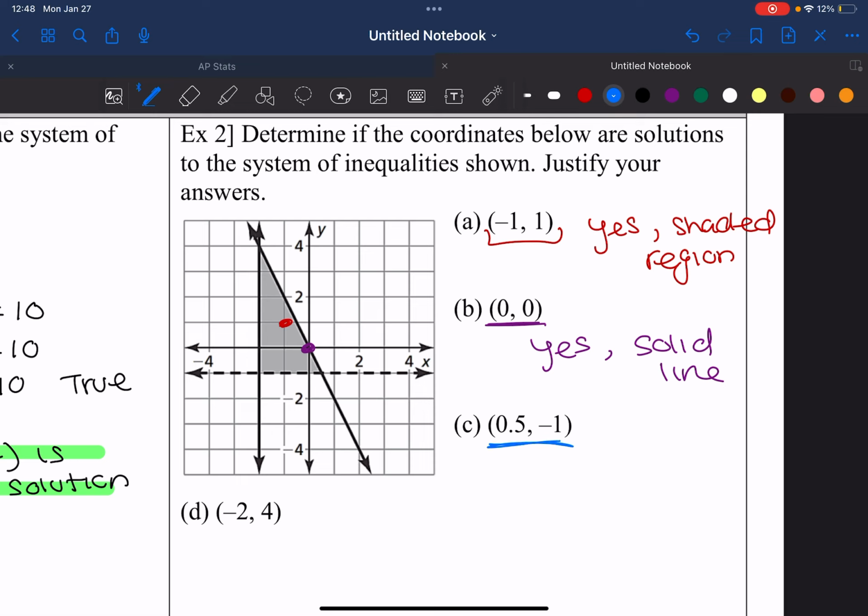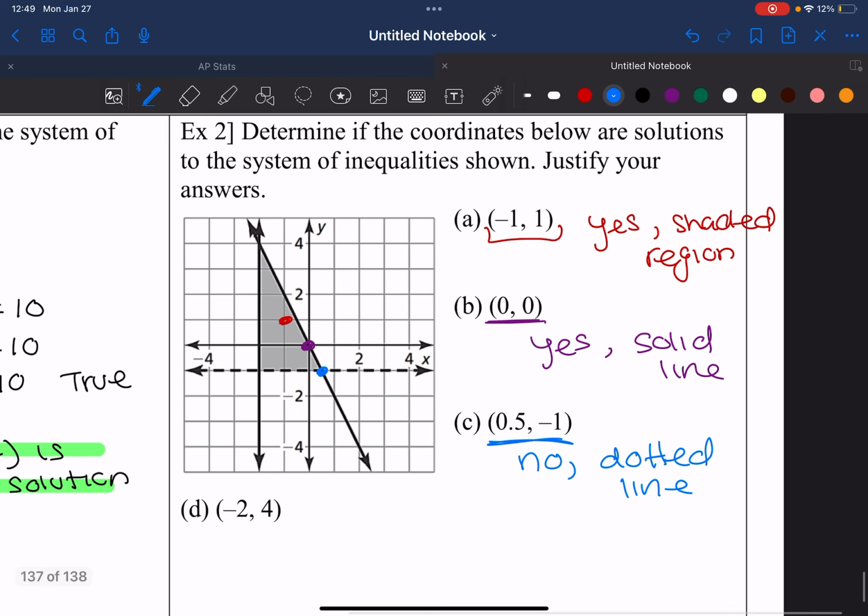Part C, 0.5, negative 1. So 0.5, negative 1 is right here. Notice how this is not only on a solid line, but also on a dotted line. And remember, in order for it to be a solution, it needs to meet every single one of those requirements. So since this falls on a dotted line, this is not a solution. So we would say no, it's on a dotted line, even though it's also on a solid. Okay. And then lastly, we have negative 2, 4. So negative 2, 4 is a solution, yes, because both, and that's important, both are solid lines.